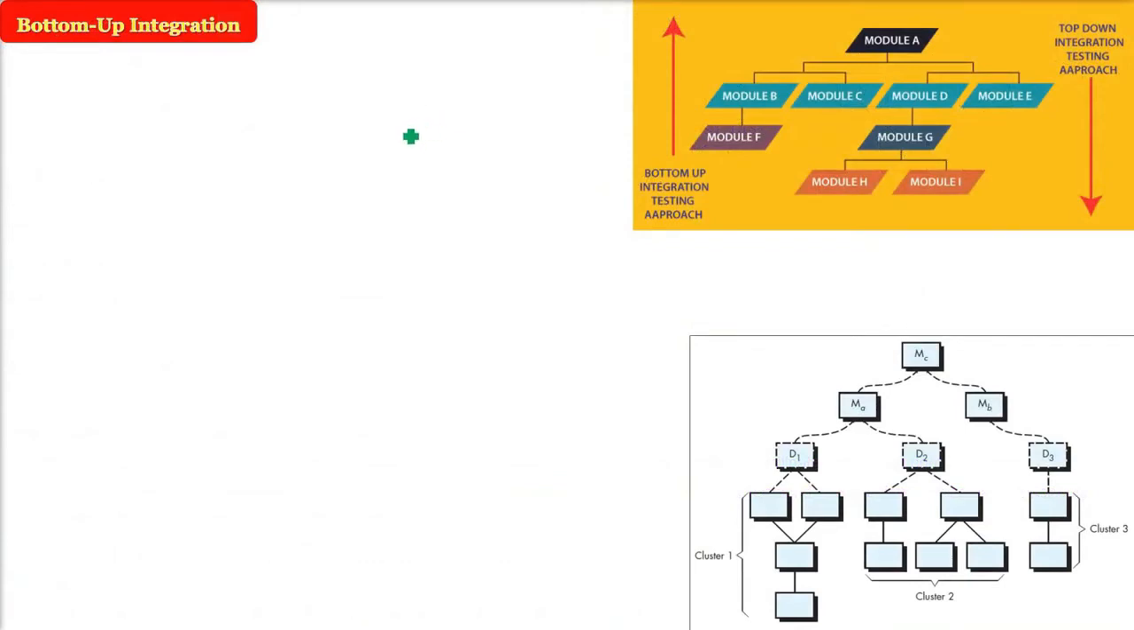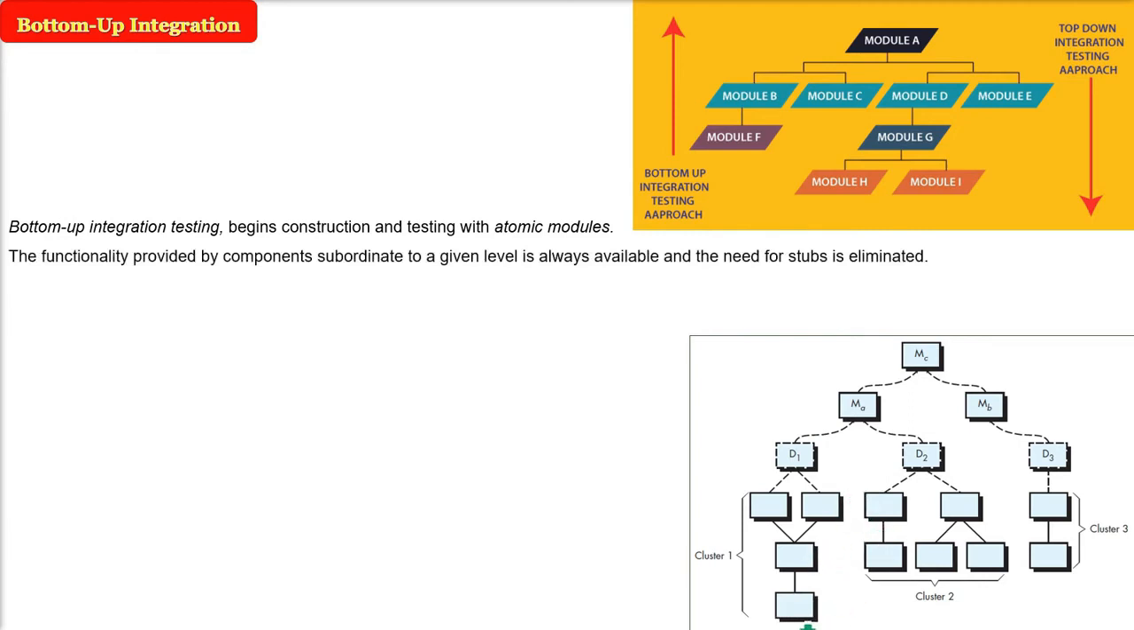There is one more type of integration, which is bottom up. So we start with the lowermost and go vertically up. And when we start with the small modules or units, there is a strong possibility that the upper modules, which are calling them, may not have been made. So bottom up integration testing begins construction and testing with the atomic modules, the unit modules. So the functionality provided by the components subordinate to a given level is always available, and the need for stubs is eliminated. We start with the bottom-most, which means we don't need stubs in bottom up integration.